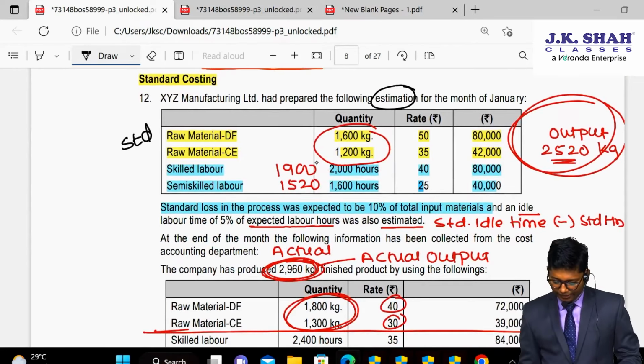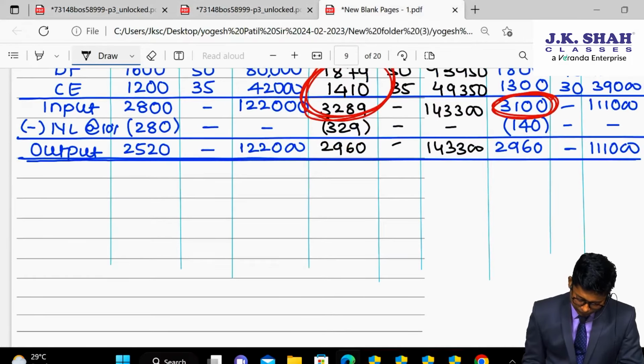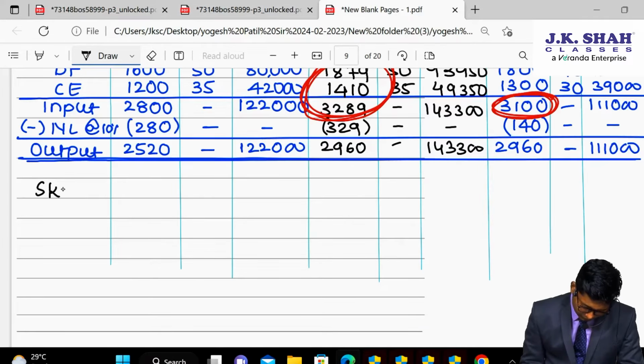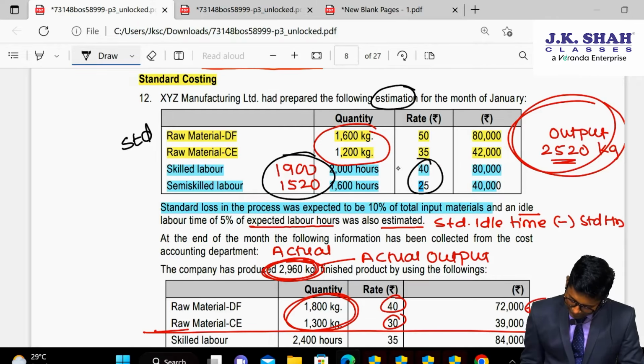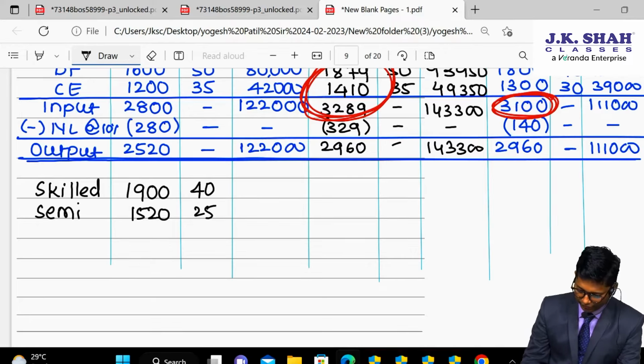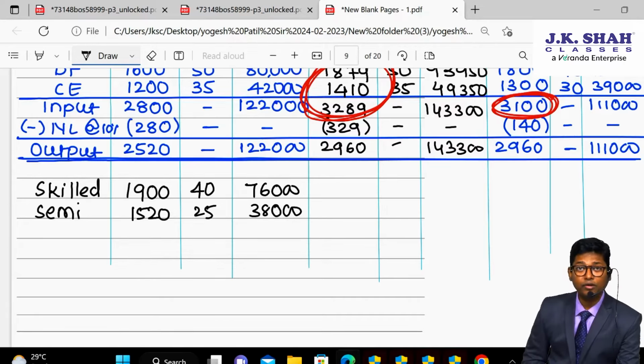Let's check the standard data. In standard data, I am considering the net values of the hours after adjusting the idle time, which was standard 1900 and 1520. Laborer names are skilled and semi-skilled. It's 1900 and 1520, the only important point of the sum. Respective rates are 40 and 25. You need to multiply them again. 1900 into 40 is 76,000, and 1520 into 25 is 38,000. Correct? Understood what I did?